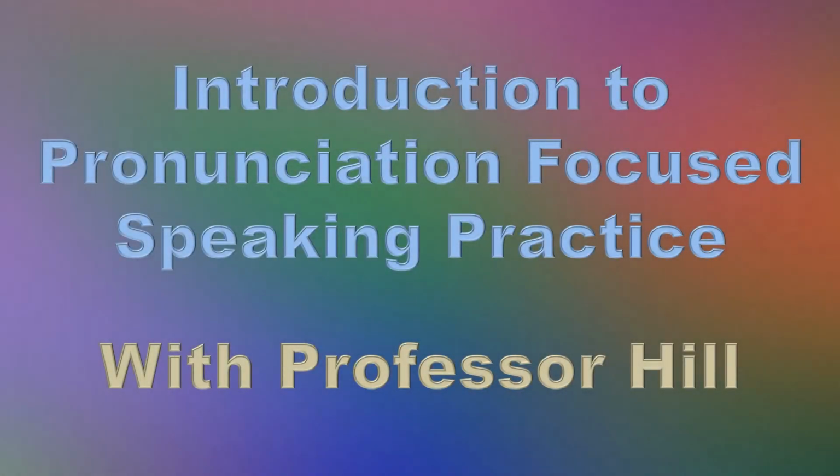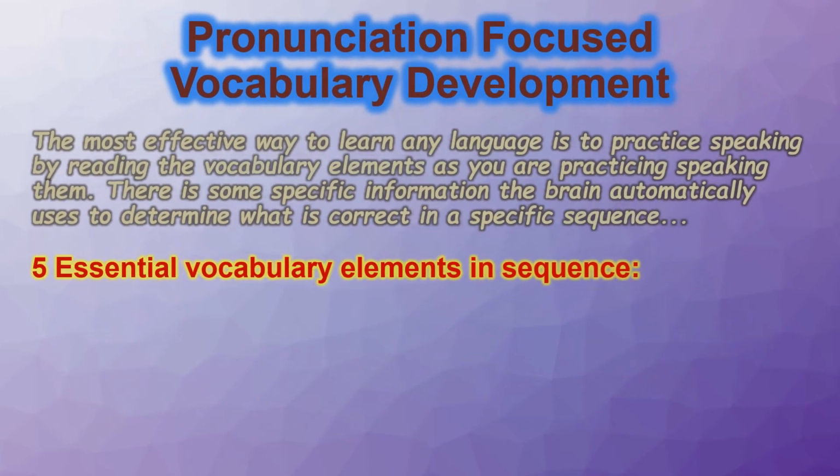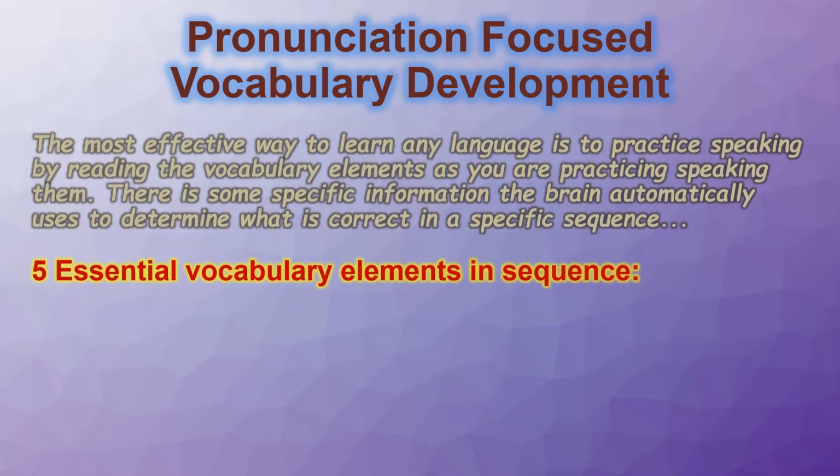Introduction to Pronunciation-Focused Speaking Practice with Professor Hill. The most effective way to learn any language is to practice speaking by reading the vocabulary elements as you are practicing speaking them. There is some specific information the brain automatically uses to determine what is correct in a specific sequence. The 5 essential vocabulary elements in sequence are 1.